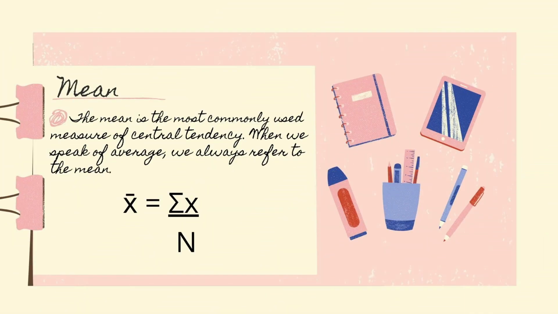What is the meaning of mean? The mean is the most commonly used measure of central tendency. When we speak of average, we always refer to the mean. We can use the formula of summation of x over n.